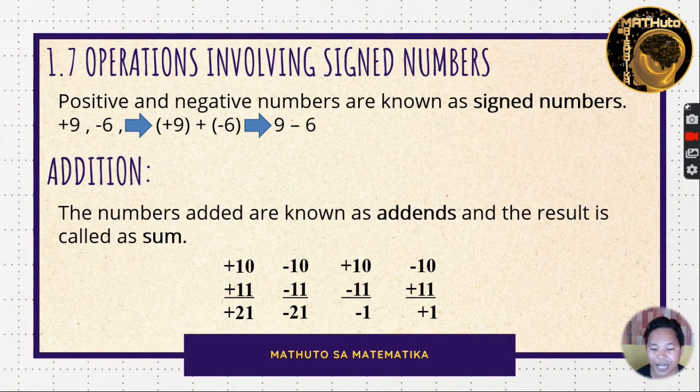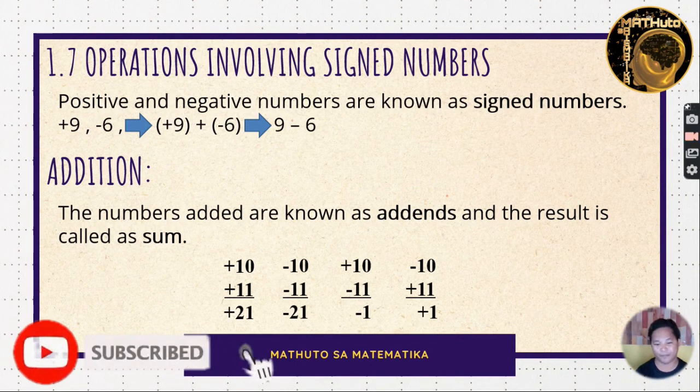Let's have numbers with different signs. We have positive 10 and negative 11. In this case, we are going to subtract 10 from 11. So 11 minus 10 is 1. And since the sign of the bigger number is negative, the answer is negative. But if we have negative 10 plus 11, we are also going to subtract, but we copy the sign of the bigger number. So in this case, we have positive 1.